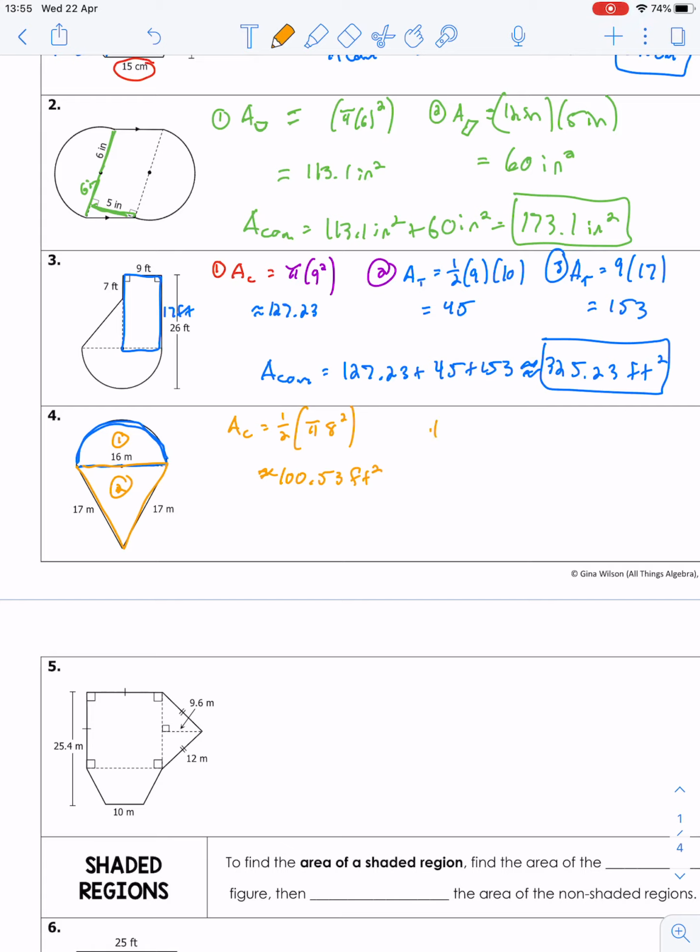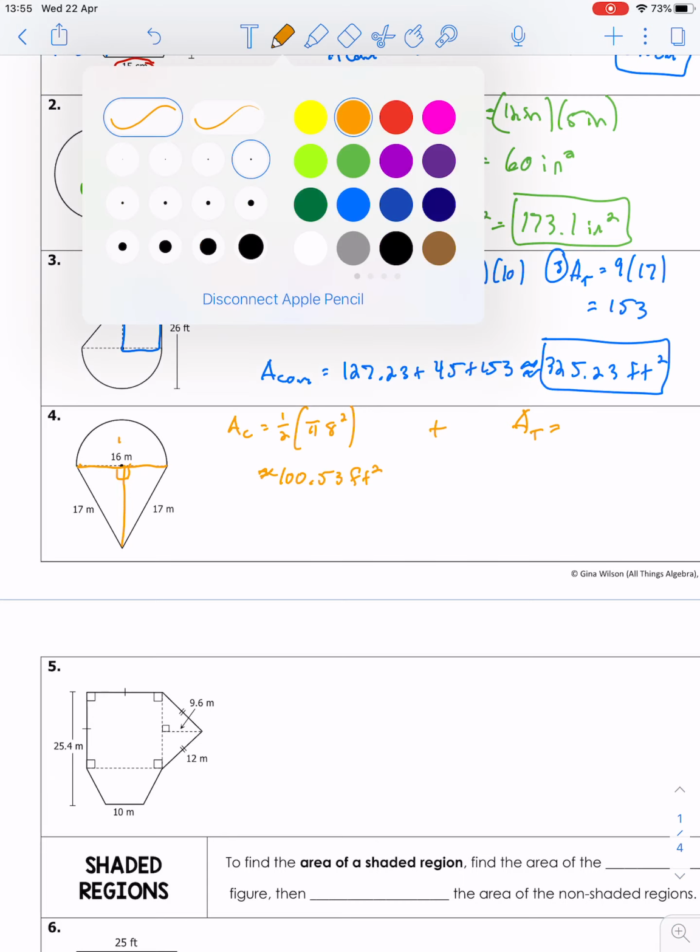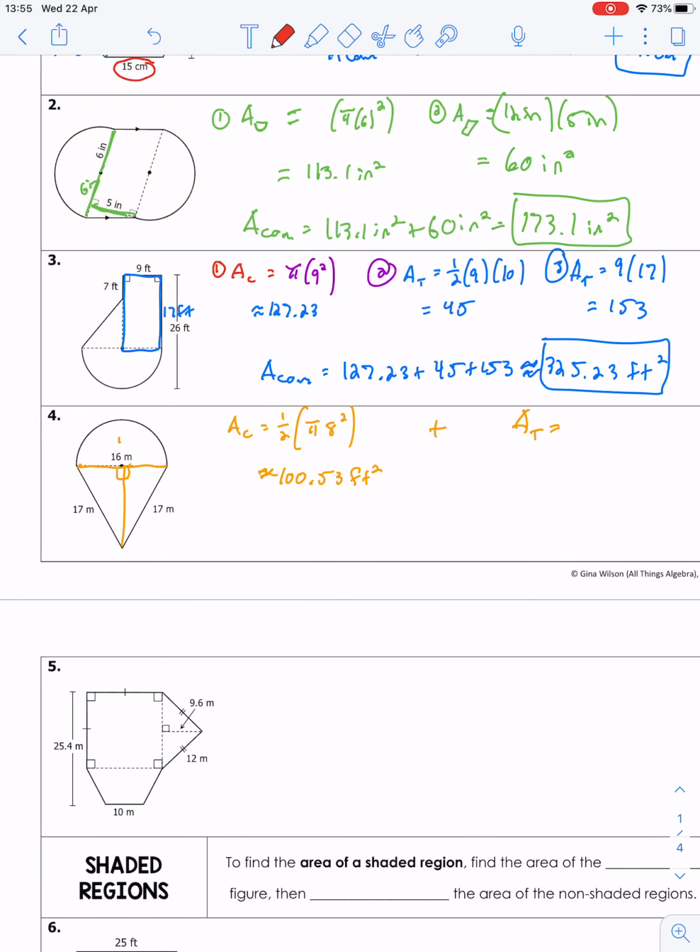Now we need to add that to whatever the triangle is. So for the triangle, we need the base, we got it, 16, times the height. Ew, boy. Don't know the height. So we could use trig if we wanted to. We have an isosceles triangle. We could do something.